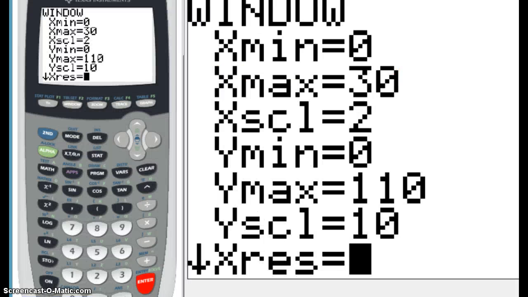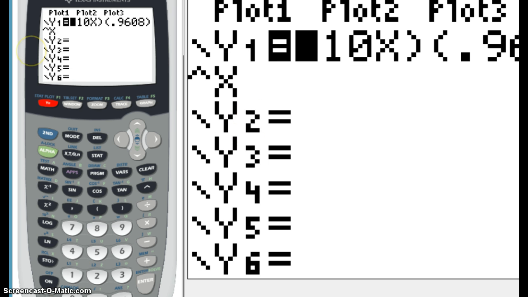So to do this on my calculator, I have preset the window to the following. After playing around with the graph a bit, I decided this is the best window. X min is 0, X max is 30, the X scale I put is 2, Y min is 0, Y max is 110, and Y scale is 10. So then I typed in my function. Here it is if you haven't typed it into yours: 10x times 0.9608 to the power of x. The screen cuts off a little, but you can see it.